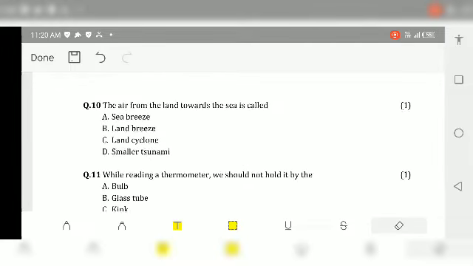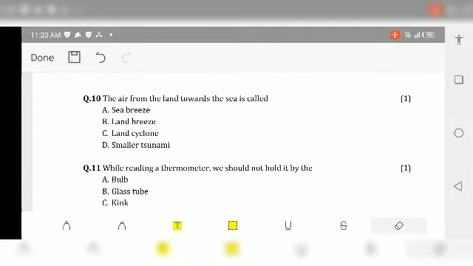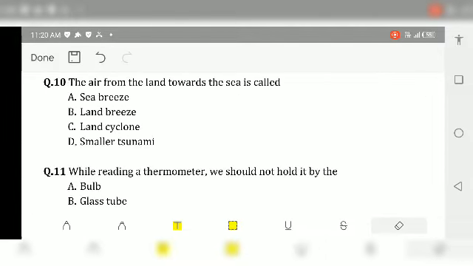Next question is: the air from land towards the sea is called. Land breeze. Correct option is option B. The air from land toward the sea is called land breeze.